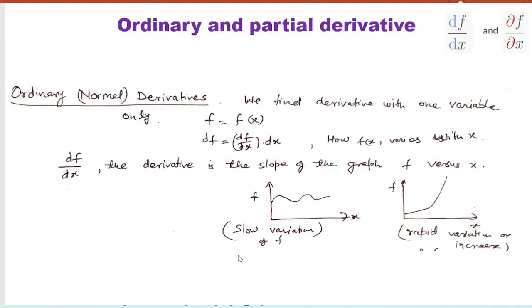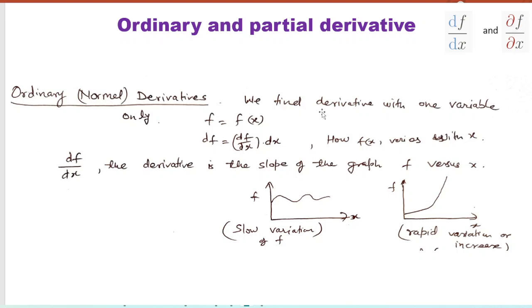Now partial derivatives are very important in electrodynamics. So we will understand what is the difference between ordinary and partial derivatives. As we know, ordinary differentiation is denoted by df by dx, and partial differentiation is delta f by delta x, this curly d or delta.